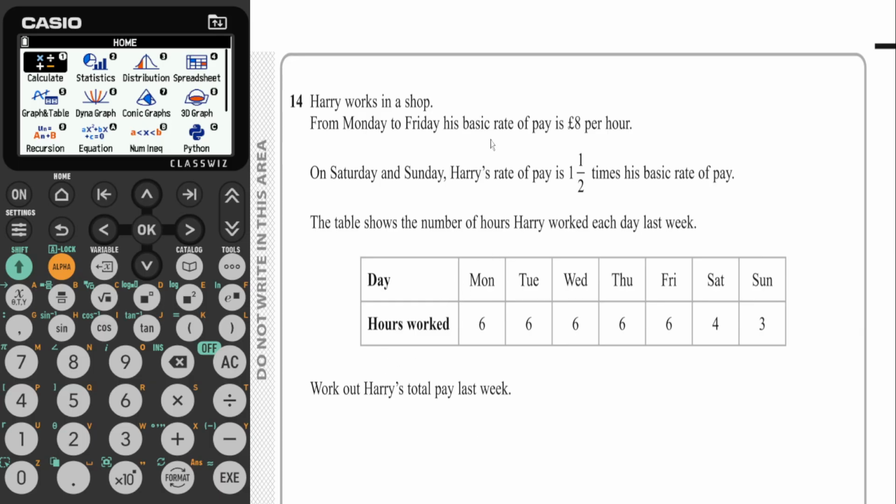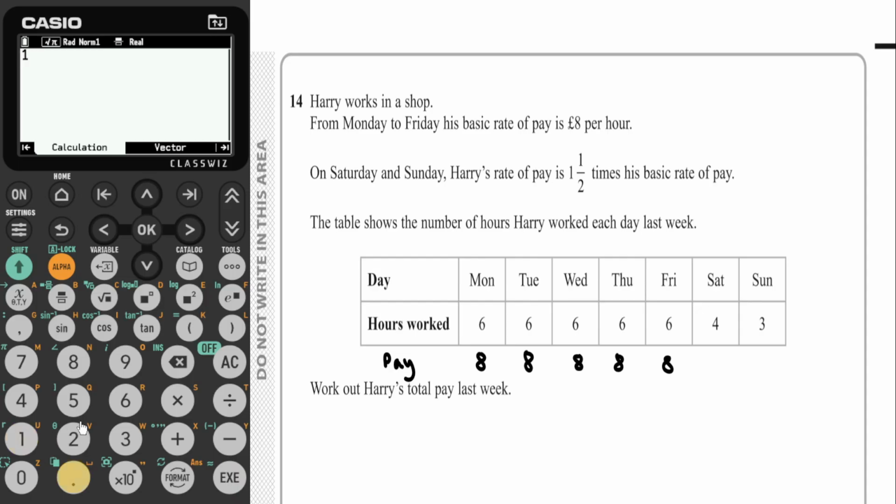So if we create a new row for pay, we have £8 per hour from Monday to Friday, and Saturday and Sunday we have 1.5 times 8. So let's work this out. We have 1.5 times by 8, which is 12. So here we get paid 12. Now let's multiply these together to work out how much is paid each day.